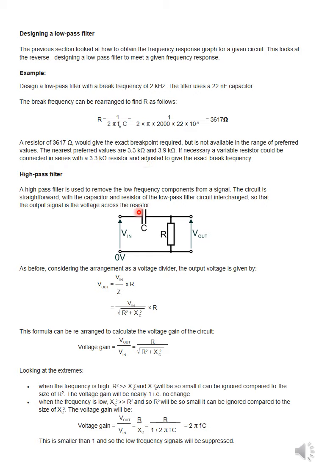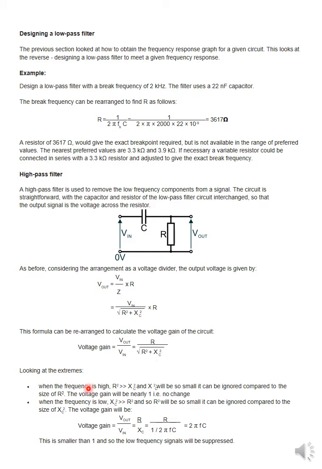Now what is a high pass filter? As I told you, a high pass filter is used to remove the low frequency components from the signal. The circuit is straightforward. The capacitance and resistance interchange their places, and the equation will now be V out equals V in divided by Z, into R. So now R is here, and Z remains the same in both conditions. So the voltage gain will be R divided by the square root of R square plus Xc square.